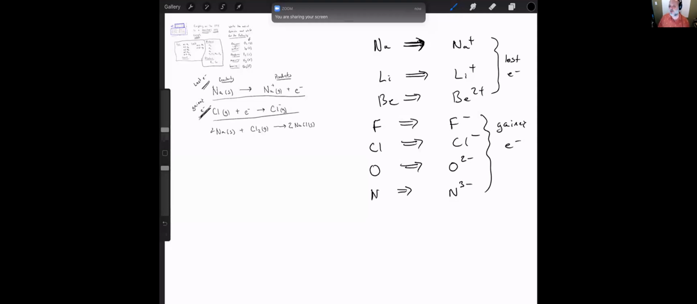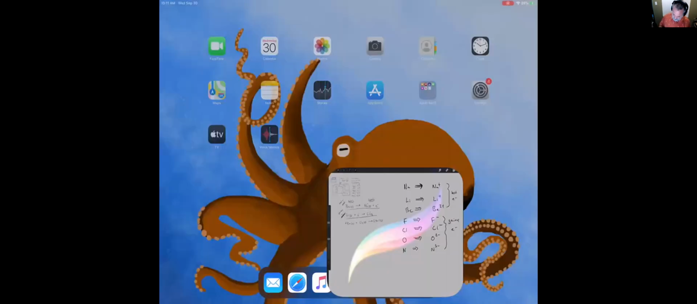And so I wrote down a few and I said, here's some sodium, it becomes sodium plus. Here's lithium, it becomes lithium plus. Beryllium becomes beryllium 2 plus. Fluorine becomes fluorine minus. Chlorine becomes chlorine minus. Oxygen O2 minus. Nitrogen N3 minus. Boy, if you have to memorize what every single element becomes, in other words, how many electrons it's likely to lose or gain, then you're going to be in a challenge.